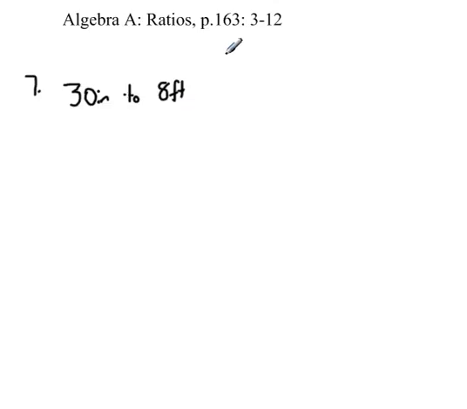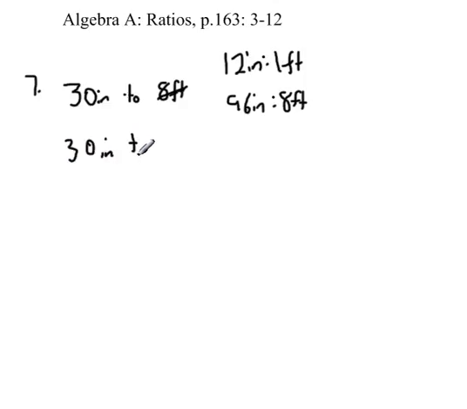Now, you already know that there are 12 inches in every foot. So let's do just a quick ratio problem here. If there are 8 feet, you're going to have to multiply that by 12 to get the number of inches there. So 12 times 8 gives you 96 inches. So when you rewrite this, instead of 8 feet, it's going to read 30 inches to 96 inches.